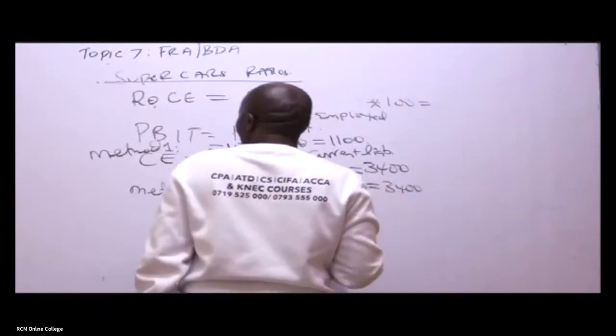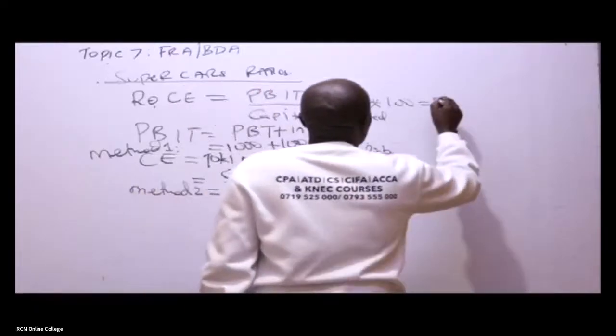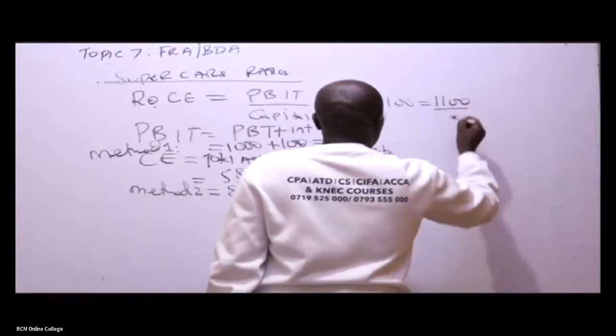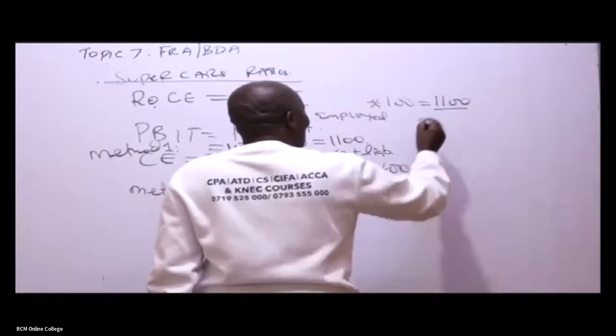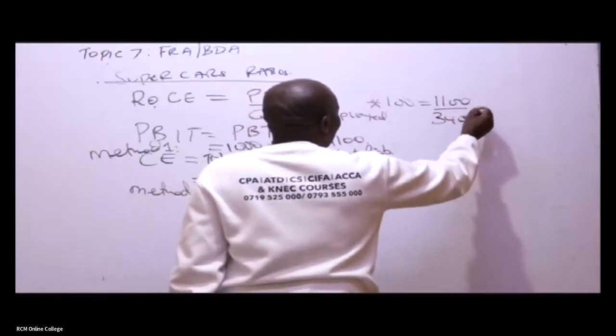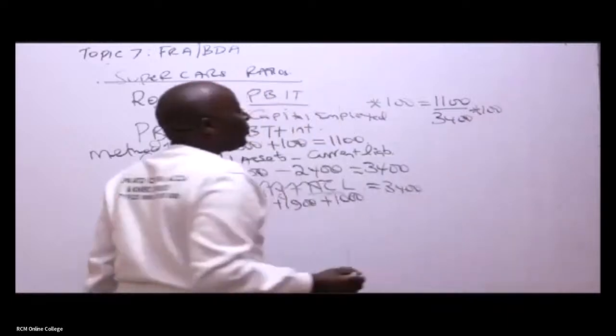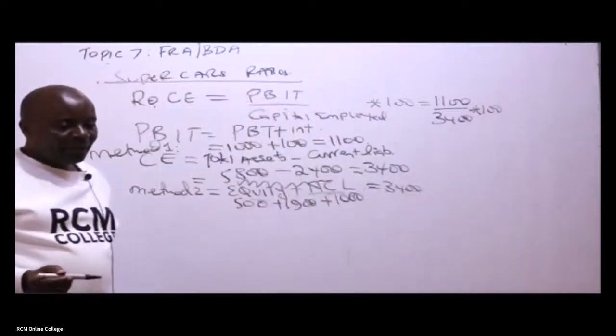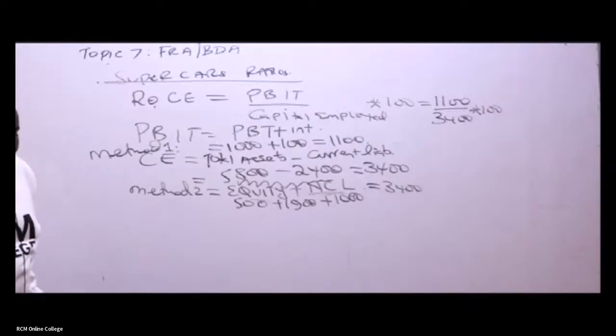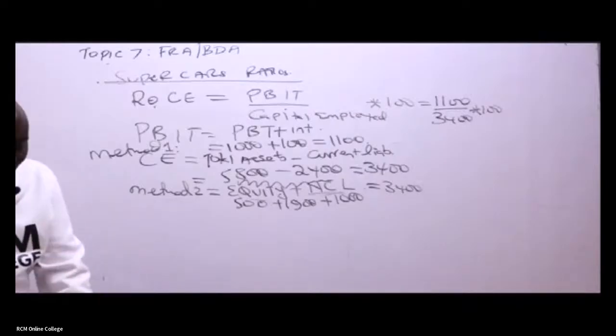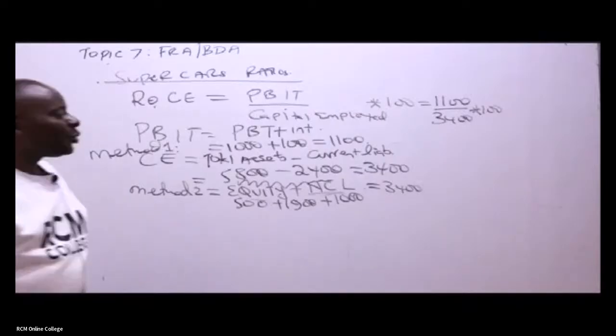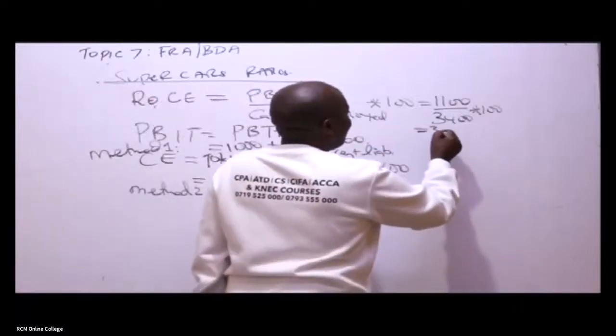Then you can come back and substitute here. So the PBIT is 1,100 over 3,400 as capital employed, times 100. That will end up giving us 32.35%.